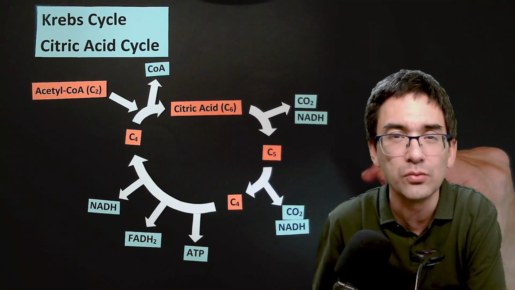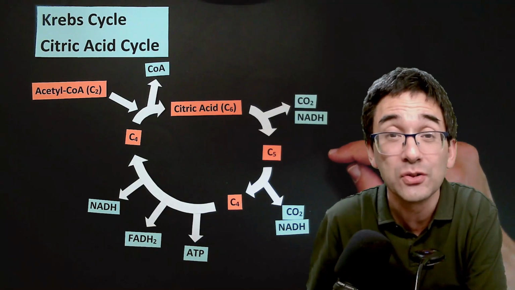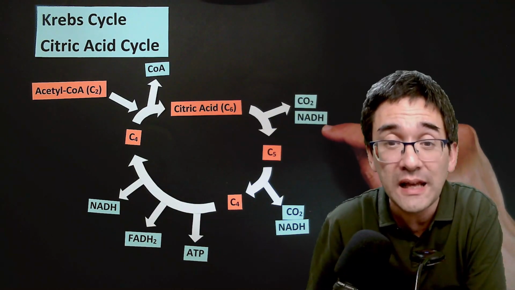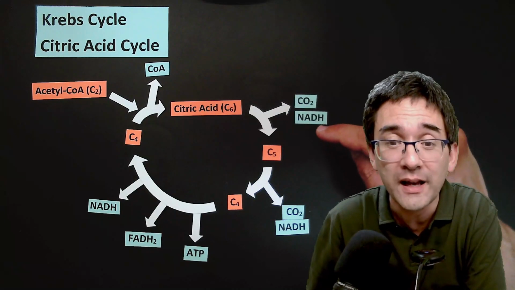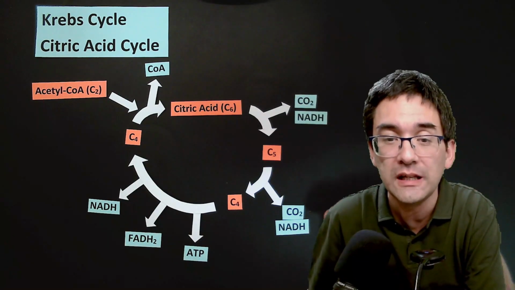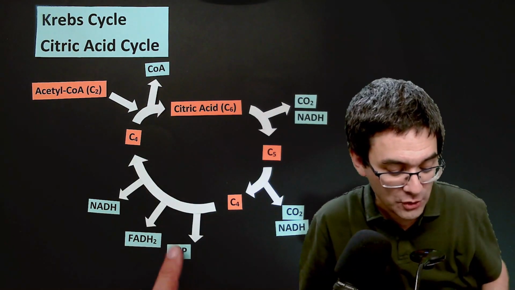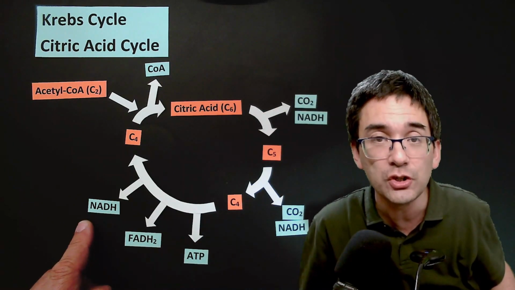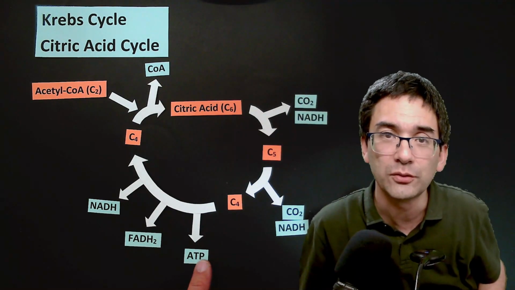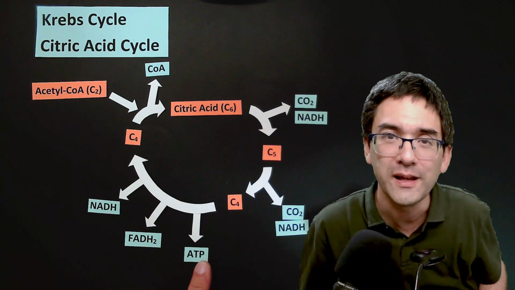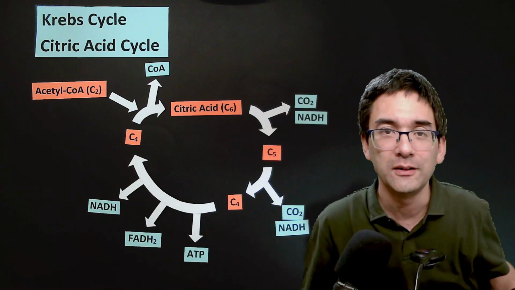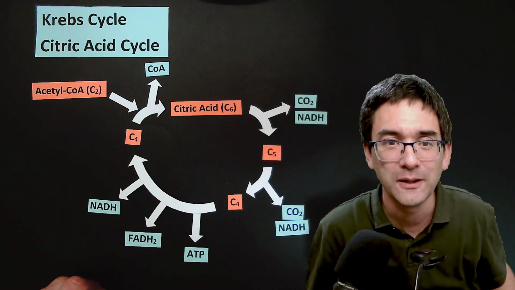And the second thing that is really important is asking yourself, what happens to the energy? Where did the energy go? And the energy is now present in the form of high energy electrons in NADH here, in NADH here, in FADH2 over here, and in NADH here. And of course, over here, we also have directly usable energy in the form of ATP. And the Krebs cycle is finished.